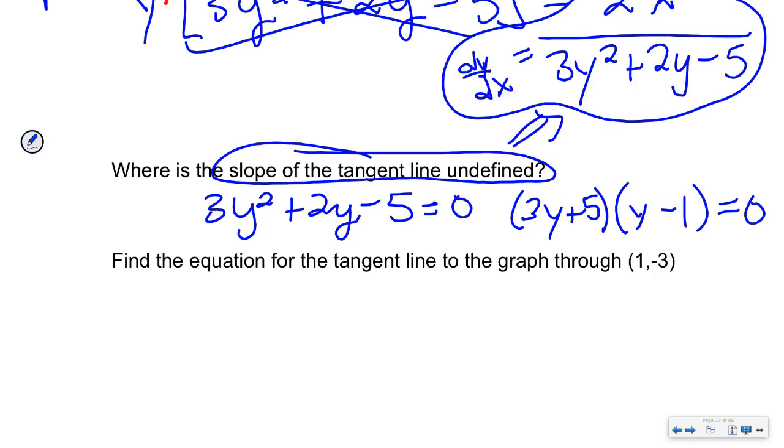So this has two places, maybe, we'll see, where the slope of the tangent line is undefined: at y equals 1 and at y equals -5/3. And just to avoid spending a bunch of time on arithmetic, I'm actually not going to plug these in. But in order for you to figure out these x coordinates, what would you plug the y's into?